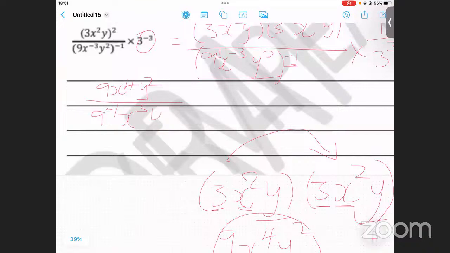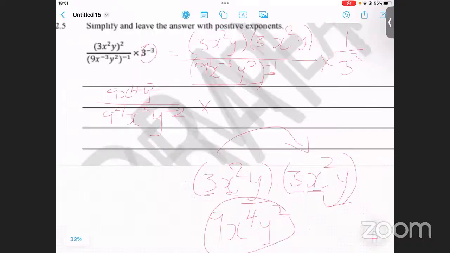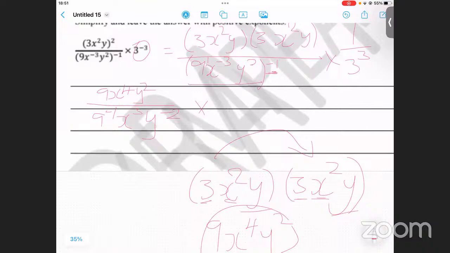So we have y to the power of 2 multiplied by negative 1, which is negative 2. Yeah, negative 2. And then multiplied by, let's see, we have 1 divided by 3 to the power of 3. 3 to the power of 3. So we're just going to leave it like that for now. 3 to the power of 3.